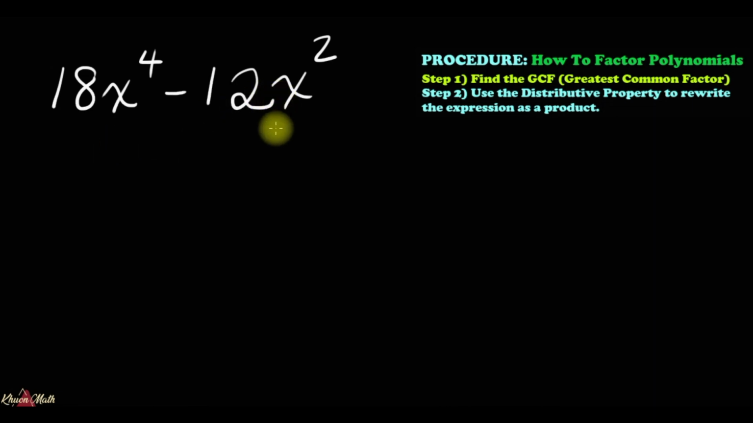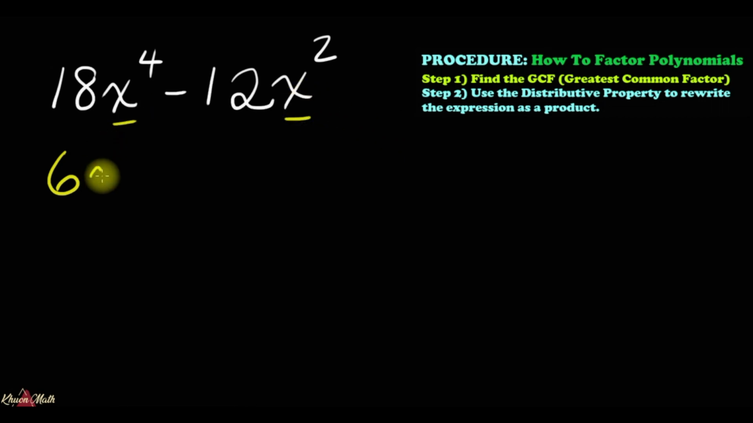So think about this for a minute. What would be the greatest common factor for these two terms? 18 and 12. What's the biggest number that can go into 18 and also 12? Well, that would be a 6. 6 would be the biggest number that can go into 18 and also 12. And then x to the 4th and then x squared. So they both have at least x squared, so you're able to pull out x squared from the x to the 4th, and then you're able to pull out x squared from here.